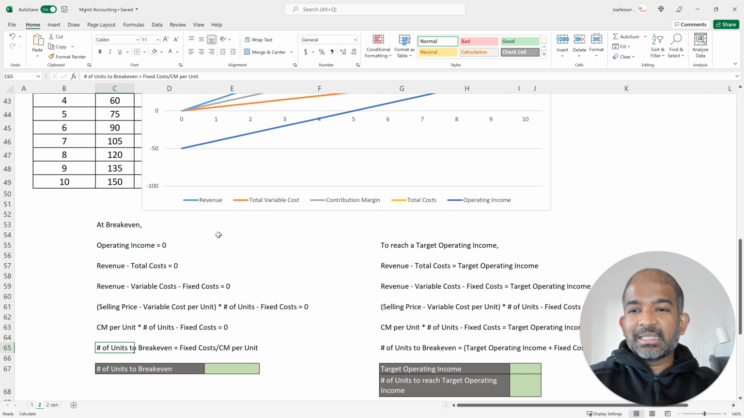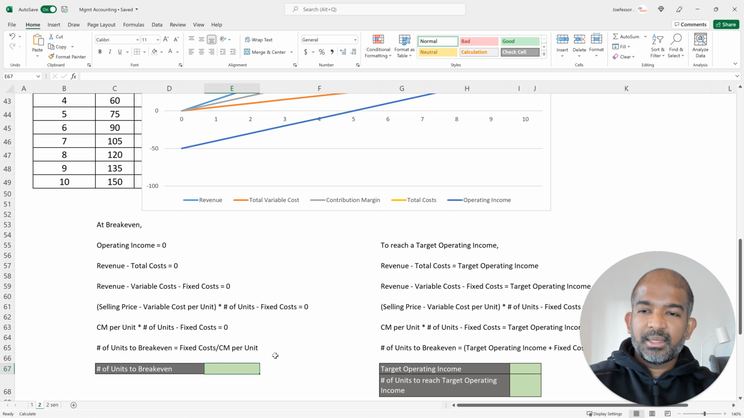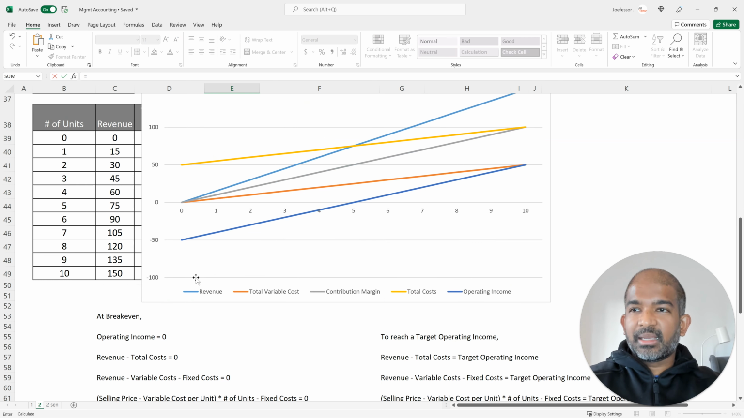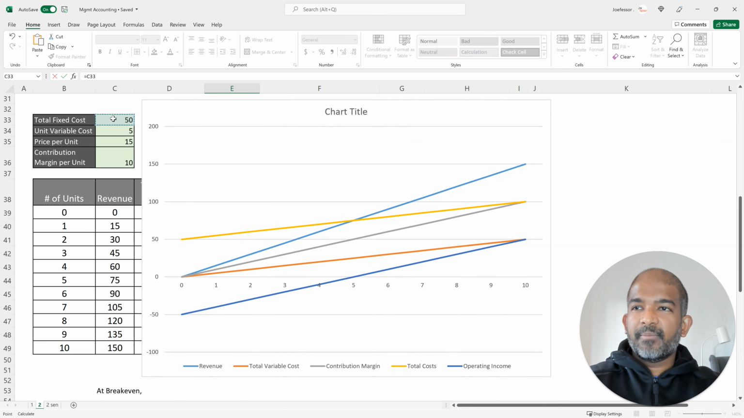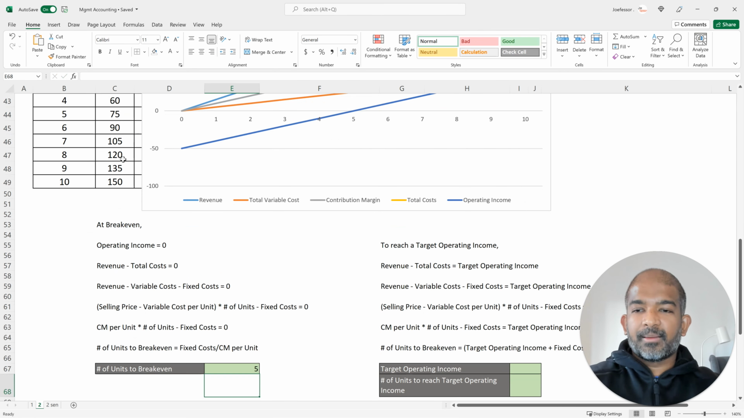Let's use the above example and try to calculate it using the formula we've derived here. Okay, total fixed costs in the case above was 50. Okay, I'm going to divide that by the contribution margin per unit. Okay, that tells me that I need to sell 5 units to break even.